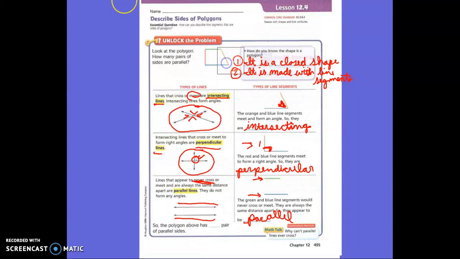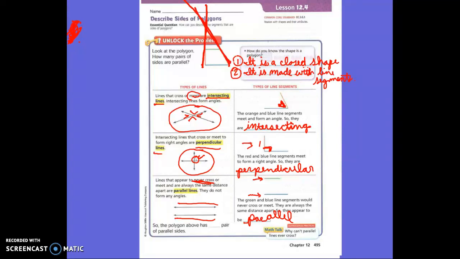Are the red and the orange parallel? No, because the curved one, the orange one, will eventually touch the red one. They are not parallel. They are on opposite sides. Yes, opposite sides, but if you make that orange one keep going, it will eventually cross with the red. So it is not parallel. If they keep going and never touch, that's when they're parallel. But if they keep going and eventually will touch, that's not parallel.